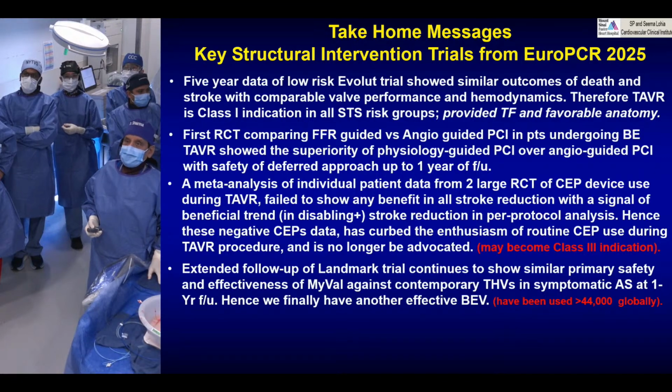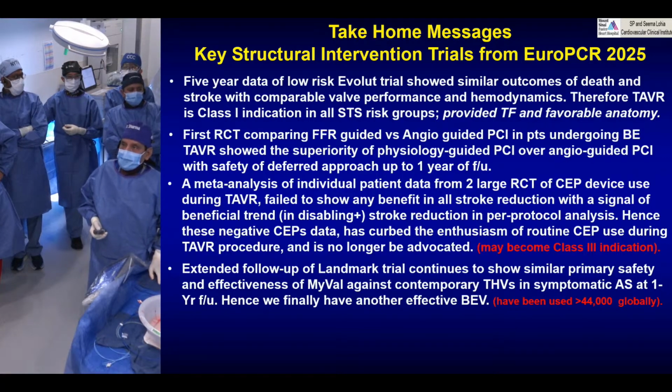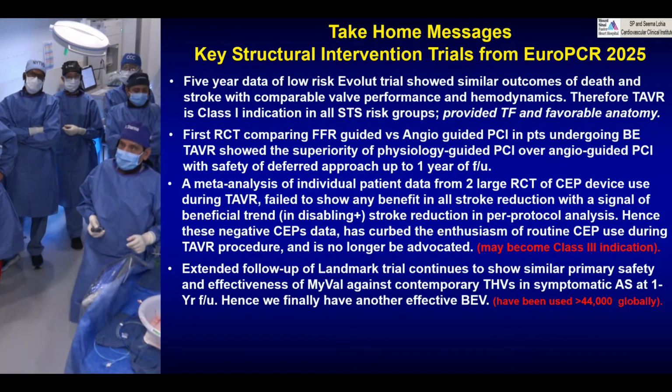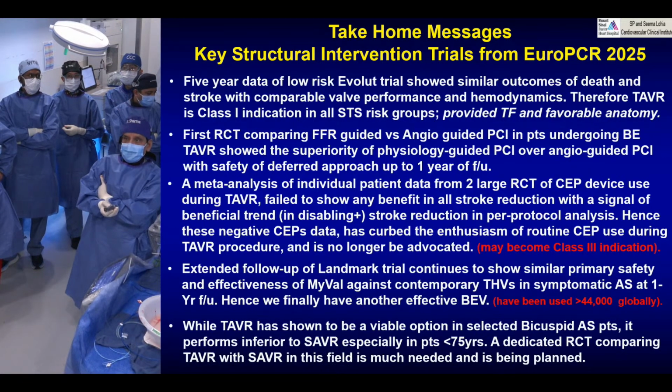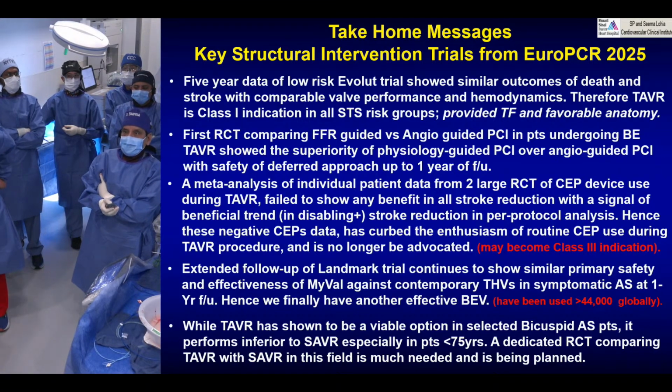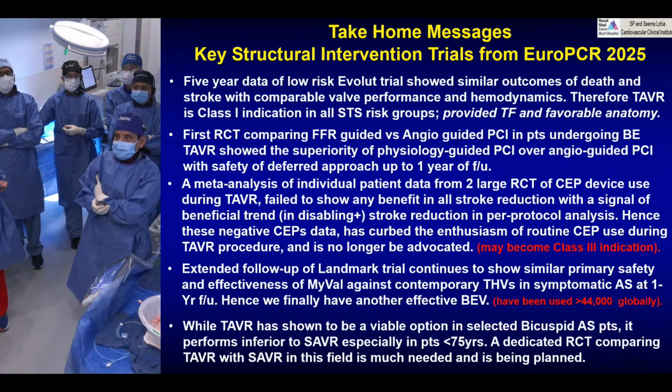The next extended follow-up of the landmark trial showed both valves are identical and, as I mentioned, have been used in more than 44,000 cases globally and are working quite well. We have a good, effective balloon-expandable valve. And lastly, TAVR has been shown to be a viable option in selected bicuspid AS patients.